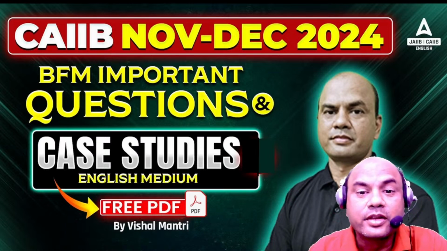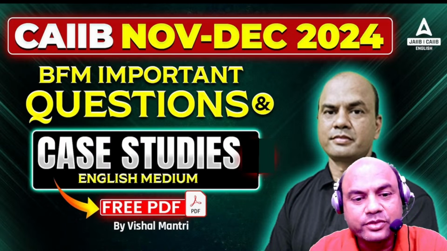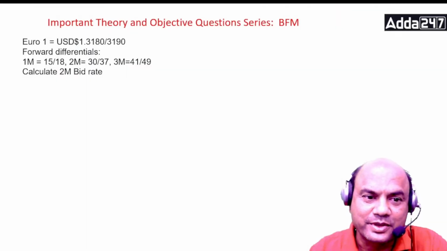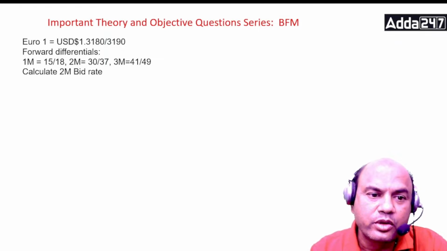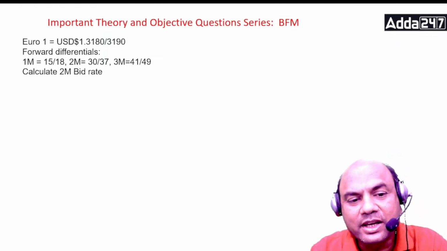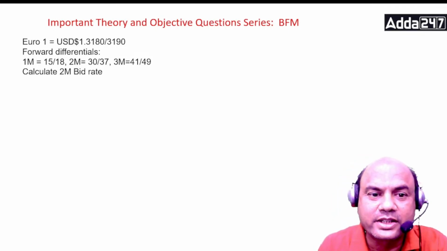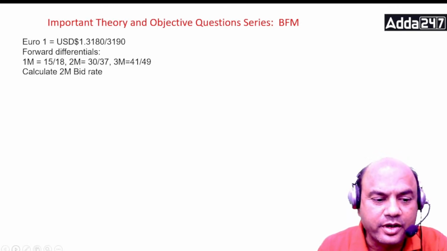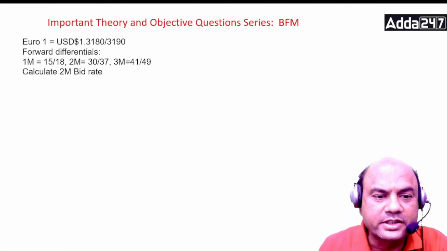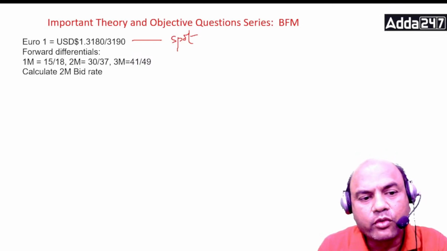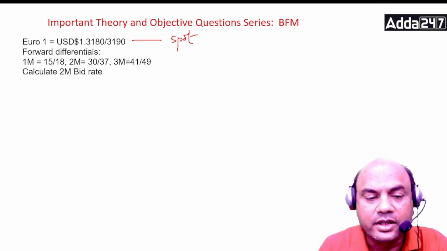Okay, let's move on. First we'll be doing some case studies related to Forex. Let's see, first one. Euro 1 equals USD 1.31803190. This is a spot rate. Whenever it's given like this, it means it's a spot rate. Next, forward differentials: 1 month is 1518, 2 month is 3037, 3 month is 4149.